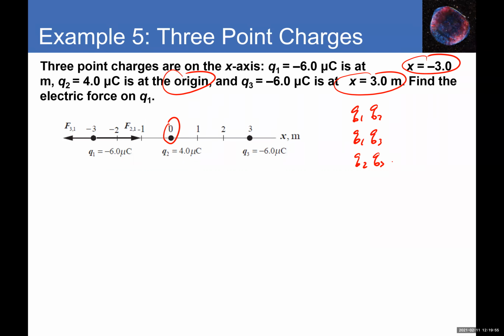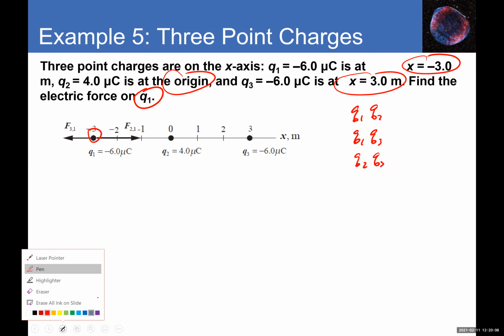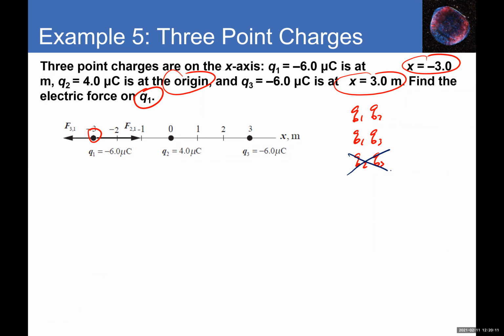But here's the thing, the question asks, find the electric force on Q1. That means Q1 is my object of interest, and I can pretty much forget everything but the interaction of Q1 with other particles. That means I don't care about this combination. I don't care what 2 and 3 do to one another, and I don't even care about what 1 does to others. All I want to know is the interaction between Q1 and Q2, where Q1 is the affected party, and Q1 and Q3, where the force is on Q1 again.